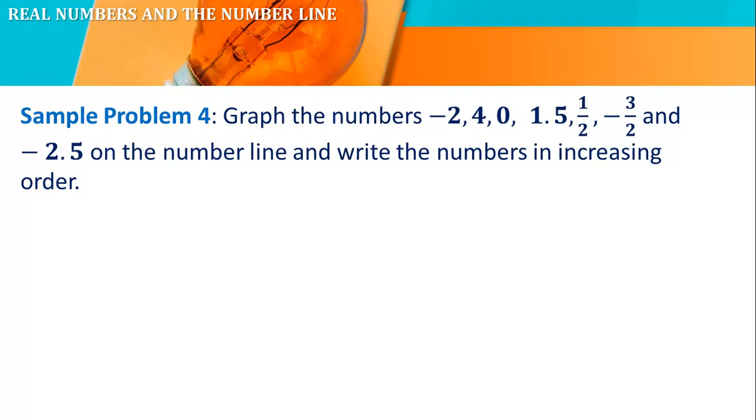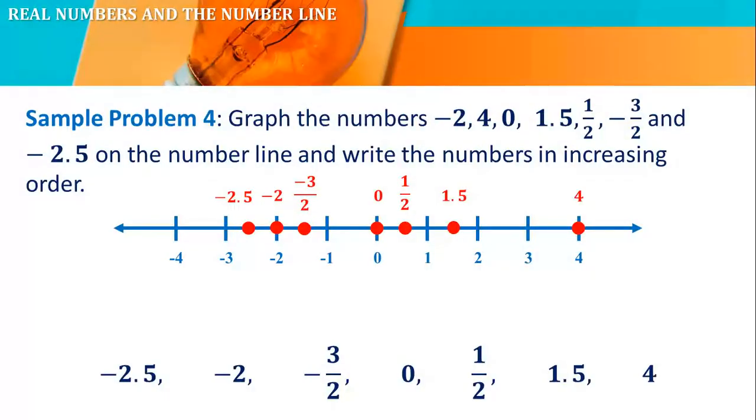Sample problem number 4, graph the numbers negative 2, 4, 0, 1.5, 1 half, negative 3 halves, and negative 2.5 on the number line and write the numbers in increasing order. So when you say increasing order, mula siya sa negative side, sa pinakamaliit, papunta sa 0, papunta sa positive side, sa pinakamalaki, or pinakamaraming value. Okay? So, ito yung kanyang graph.